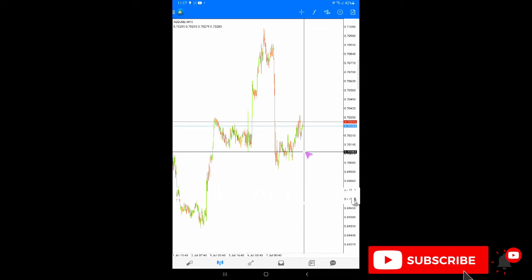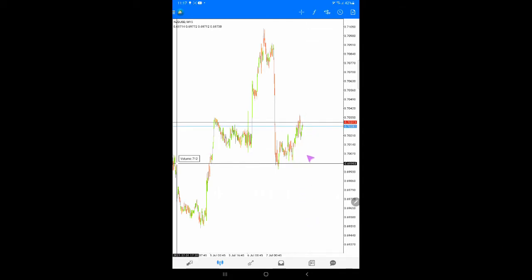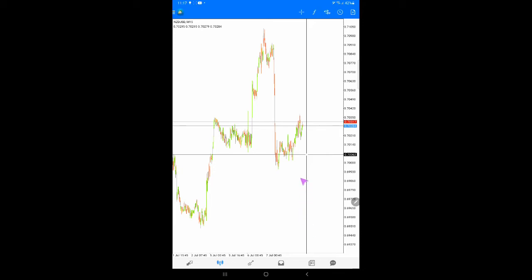Now we expect price to come here and continue selling. Remember, for the buy limit, we expect price to come down and go up. But for the sell stop, we expect price to come down to this point and then continue selling. We are just not comfortable entering at the current market price. We expect price to come down to this level and then continue selling. That's why we chose this price. Okay, so 0.70072.